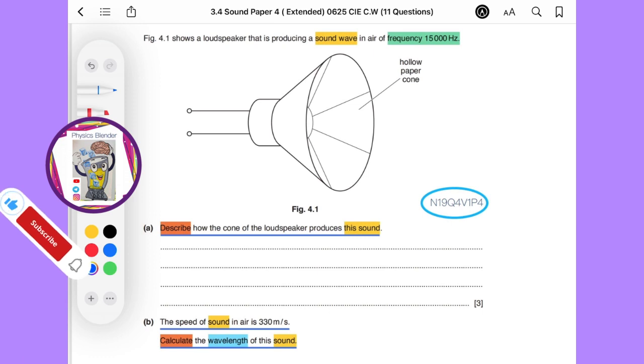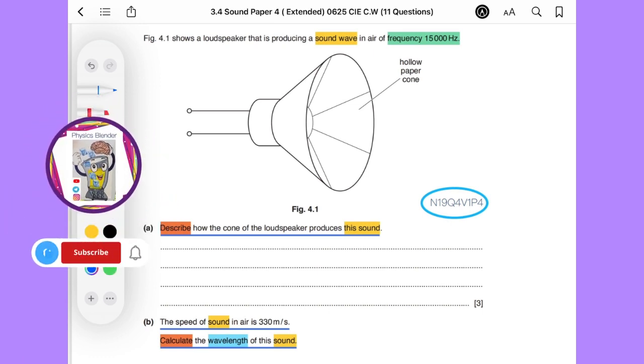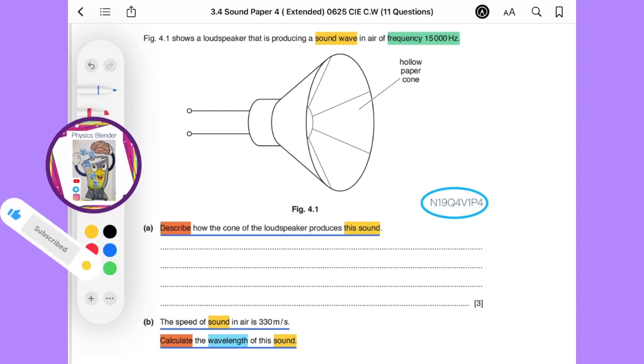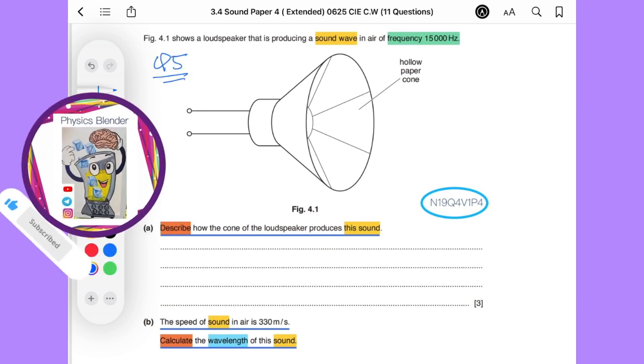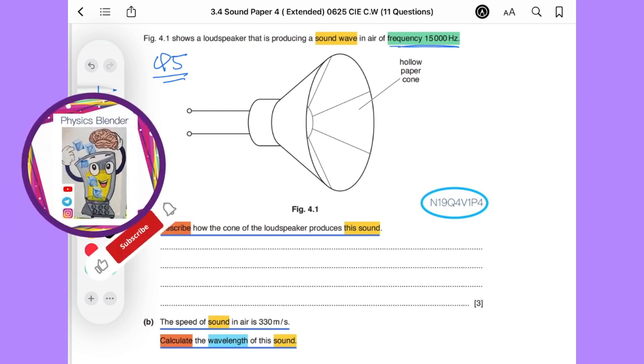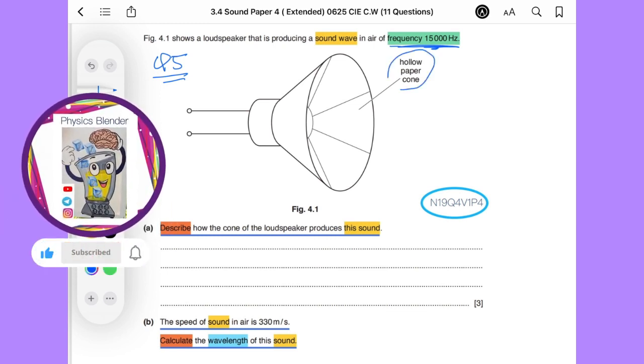Today we are discussing sound waves. We are discussing paper 4 classwork. This paper is for extended candidates only. We have question 5 asking you to describe how the cone in the figure is producing sound waves, and the frequency here is given. And you have here a hollow paper cone.